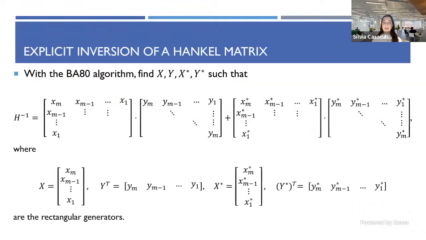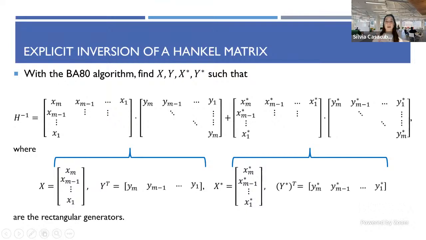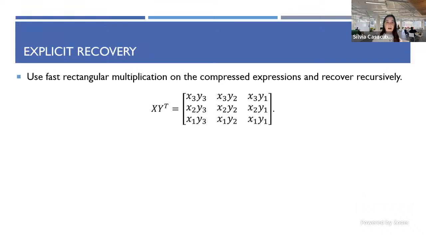So let's go back to our setting where we had a block Hankel matrix. As I said, all these displacement rank approach generalizes to Toeplitz, Hankel, Vandermonde, Cauchy, etc. And so with this Bitmead and Anderson algorithm, we can have the rectangular generators of our block Hankel inverse. But we want the Hankel inverse, and so we need somehow to go from these generators to the matrices that we actually want. Now the question is, how fast can we do that? And that's where we bring up the idea of fast rectangular matrix multiplication to multiply the compressed expression.